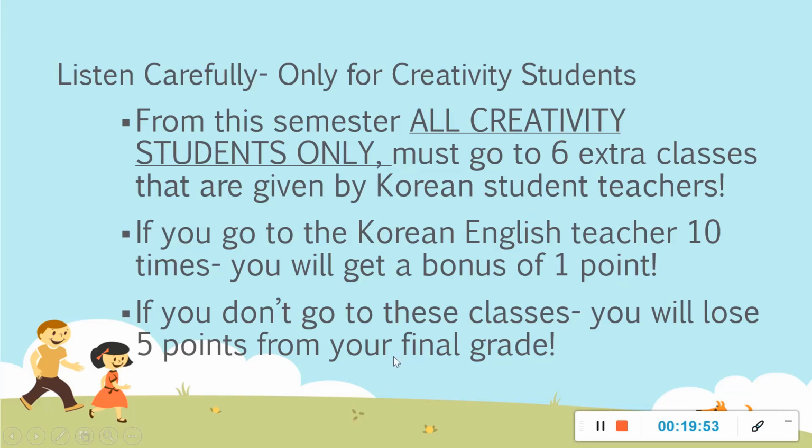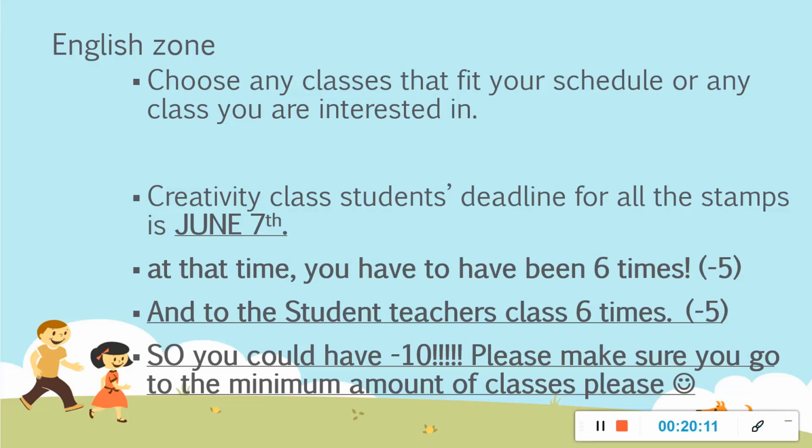You have to go and just listen to what they say. If this changes, I will tell you in the second week of class. But for now, all I know is that this is the policy for this semester. And remember, we all have to go to English Zone, so just try to fit one into your schedule. Usually it's the last weeks of the semester. The most important thing is go 6 times. You have to go 6 times, and 6 times to the Korean student teacher class.